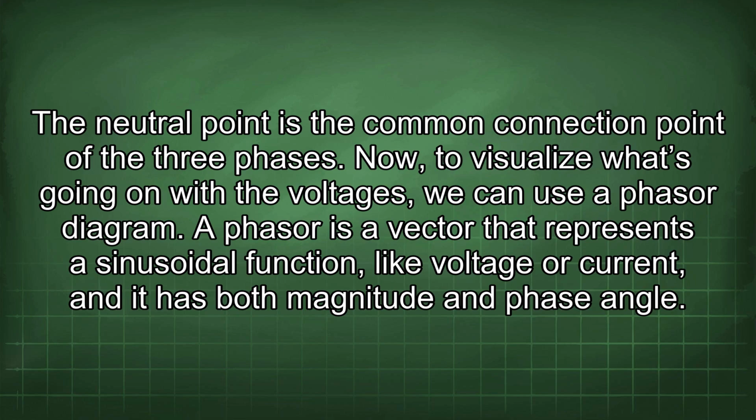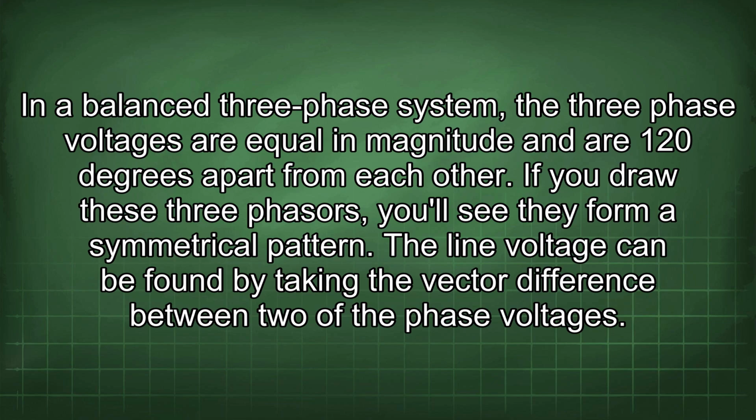Now, to visualize what's going on with the voltages, we can use a phasor diagram. A phasor is a vector that represents a sinusoidal function, like voltage or current, and it has both magnitude and phase angle. In a balanced three-phase system, the three-phase voltages are equal in magnitude and are 120 degrees apart from each other. If you draw these 3 phasors, you'll see they form a symmetrical pattern.